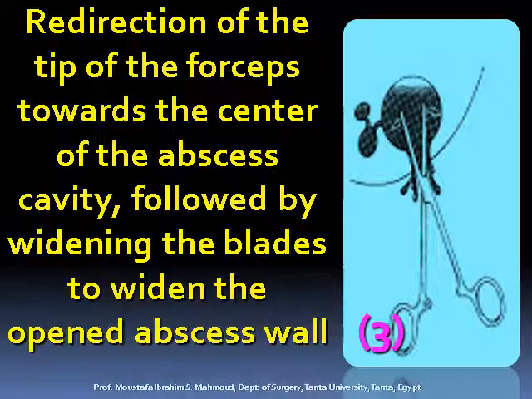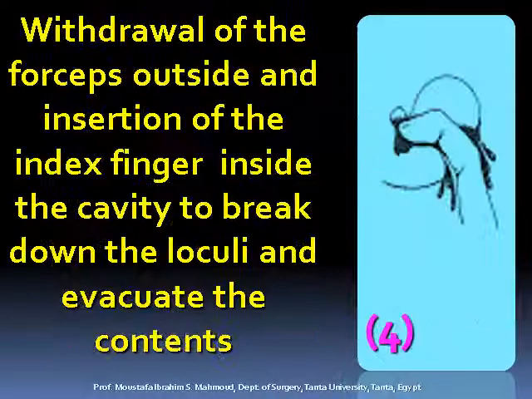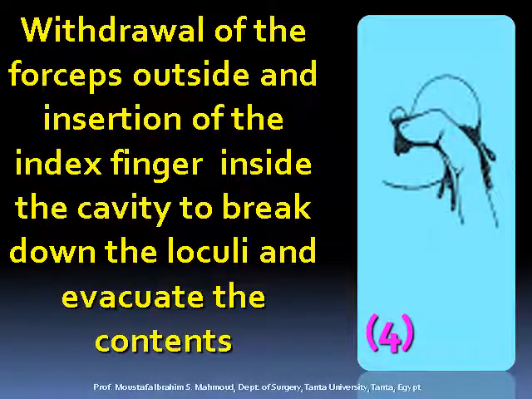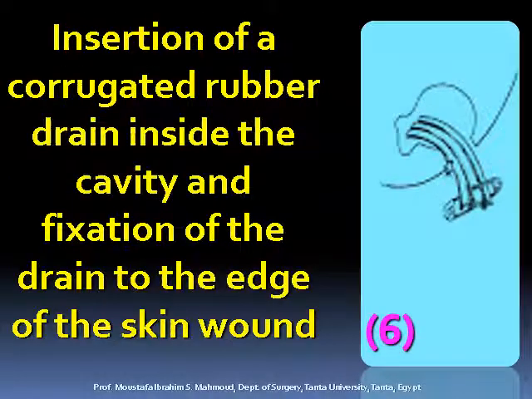Redirection of the tip of the forceps towards the center of the abscess cavity, followed by widening of the blades to widen the opened abscess wall. Withdrawal of the forceps and insertion of the index finger inside the cavity to break down the loculi and evacuate the contents. Insertion of a corrugated rubber drain inside the cavity and fixation of the drain to the edge of the skin wound.